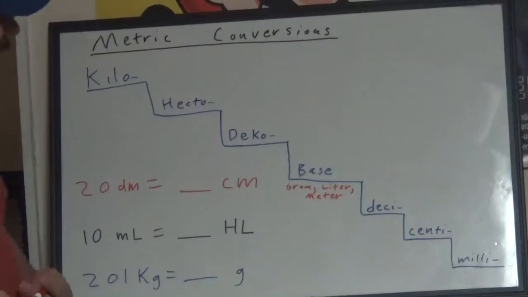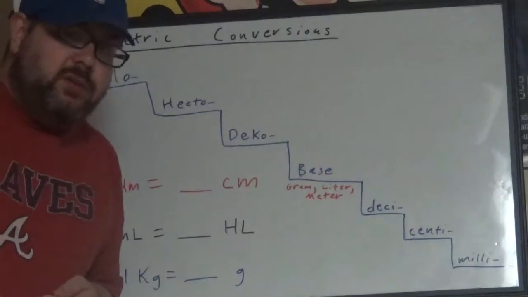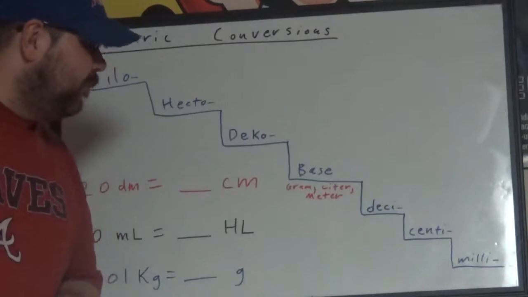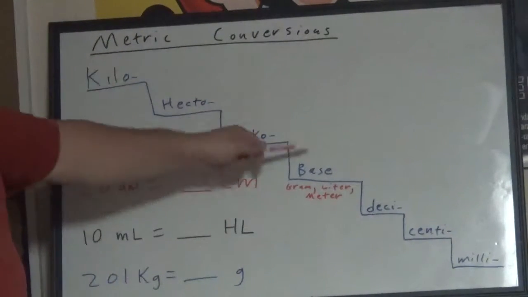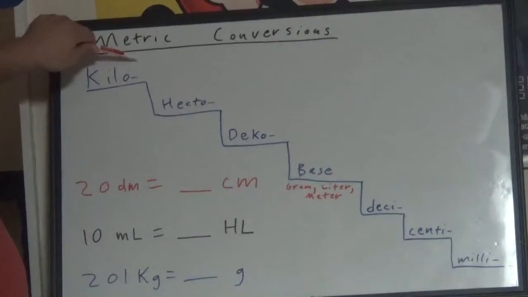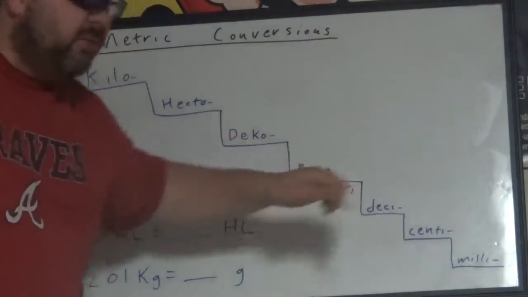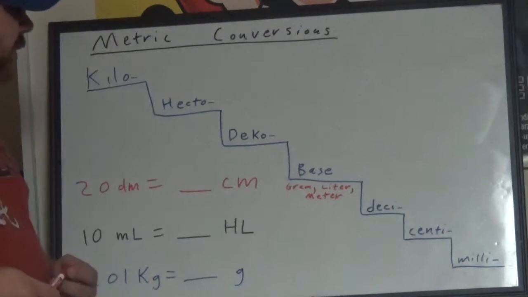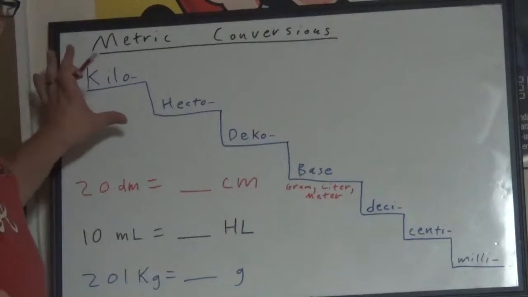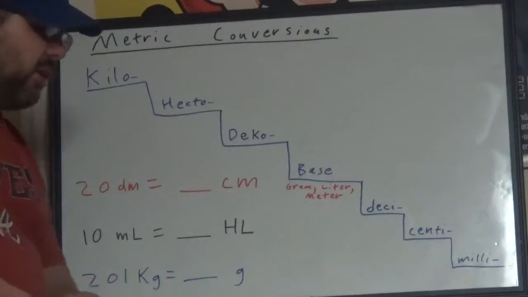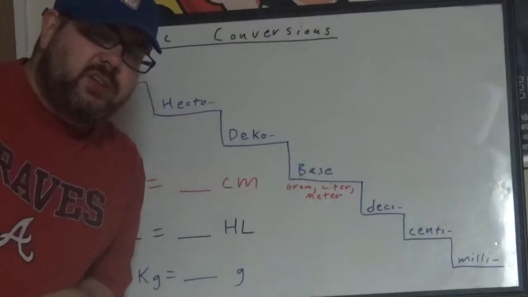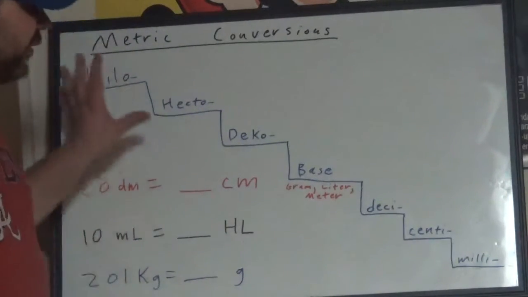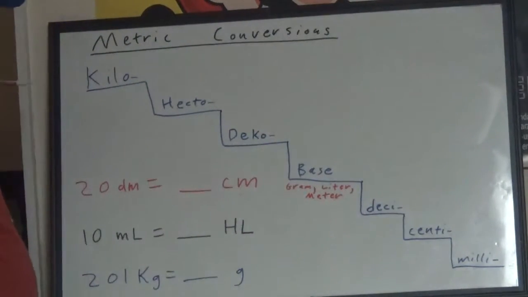Each one is 10 times bigger or 10 times smaller than the one next to it. As we go up, we're getting bigger, and as we go down, the units are getting smaller. So that you don't have to look at one of these charts every time, there are a couple of helpful mnemonics that can help people remember these metric units.